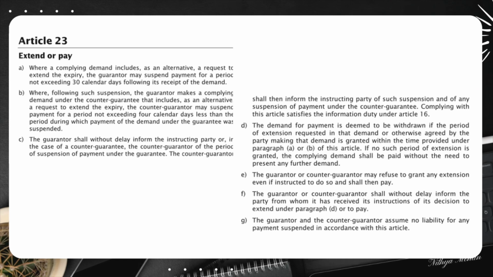Suspension of payment. If a complying demand includes an extension request, the guarantor may suspend payment for up to 30 days. If the counter guarantor also suspends payment, this period is reduced by 4 days. Now, notification requirements. The guarantor must promptly inform the instructing party of the suspension. Also, in the case of a counter guarantee, the counter guarantor must then inform the instructing party of any suspension.